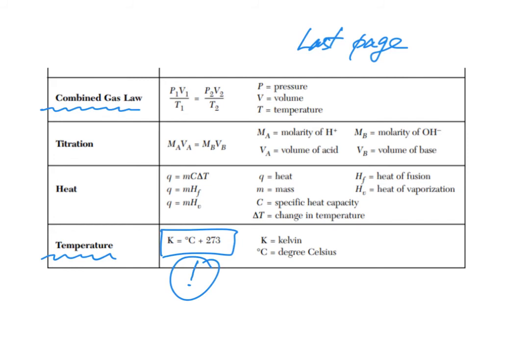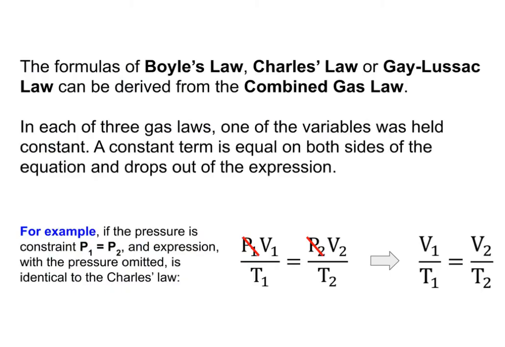But what about Boyle's law and Charles' law and Gay-Lussac's law? Are their formulas in the reference table too? In a way, they are. All of them can be derived from the combined gas law. In each of the three gas laws, one of the variables was held constant. A constant term is equal on both sides of the equation and drops out of the expression.